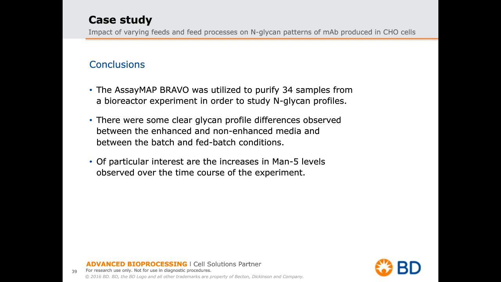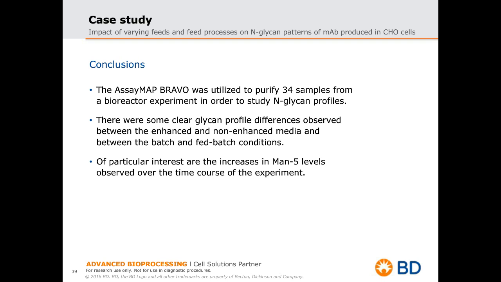Feeding also led to lower levels of galactosylation, a trend observed for both the enhanced and non-enhanced media. MAN5 levels were generally higher in the enhanced media condition and increased upon feeding for both enhanced and non-enhanced media. Of the glycan species measured, MAN5 levels deviated the most during the bioreactor time course. The levels of MAN5 glycan approximately doubled in the non-enhanced feed condition and also for the batch-enhanced media condition.